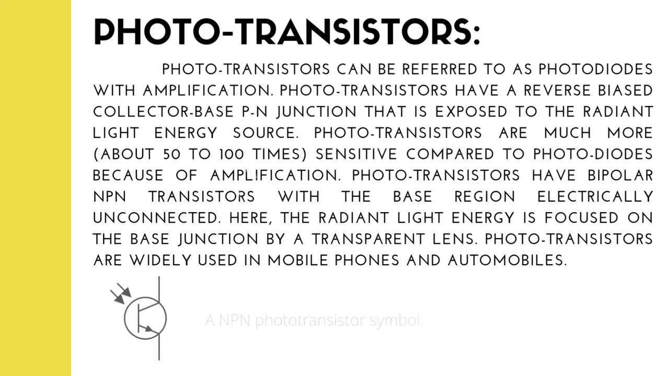Phototransistors. A phototransistor can be referred to as a photodiode with amplification. Phototransistors have a reverse biased collector base PN junction that is exposed to the radiant light energy source. Phototransistors are much more sensitive compared to photodiodes because of amplification. Phototransistors have a bipolar NPN transistor with the base region electrically unconnected. Here the radiant light energy is focused on the base junction by a transparent lens. Phototransistors are widely used in mobile phones and automobiles.